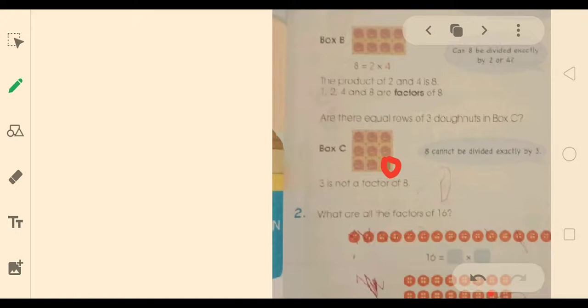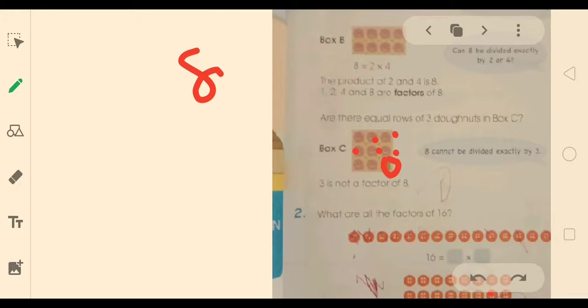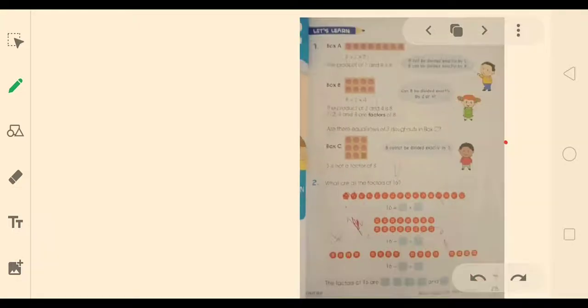So, what does it mean? Look at over here. How many total donuts? 8. 1, 2, 3, 4, 5, 6, 7, 8. And how many total rows? 3. So, tell me, is 3 a factor of 8? What does it mean? Does 8 come in the table of 3? No. It doesn't come in the table of 3. So, it means 3 is not a factor of 8. Is it clear? Okay. Now come to question number 2 on page 28.